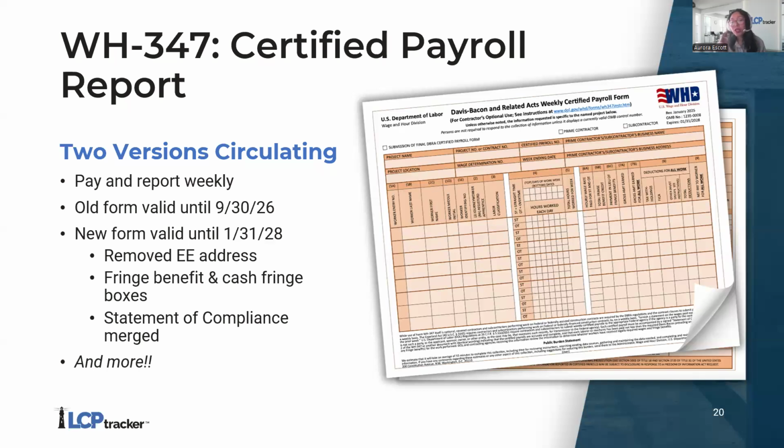You got to start using this orange version pretty soon, because this version has removed employee addresses. You're now reporting more fringe benefit information. The statement of compliance merged. There were a couple of other things that were happening.